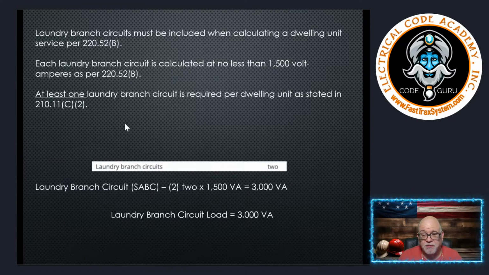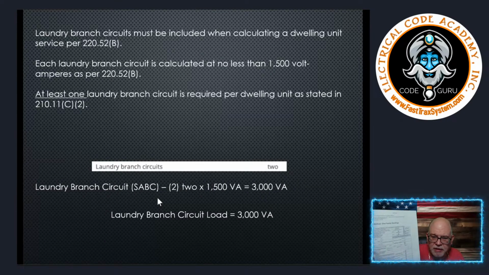220.52(B) told us that it was 1500 VA for each 2-wire laundry circuit. Okay, 2-wire being hot and neutral. And we had 2 of them. So pretty straightforward: 2 times 1500 is 3,000. So I'm going to write that down. I've got 2 of them, and then I'm going to put down 3,000. Pretty straightforward on our form.